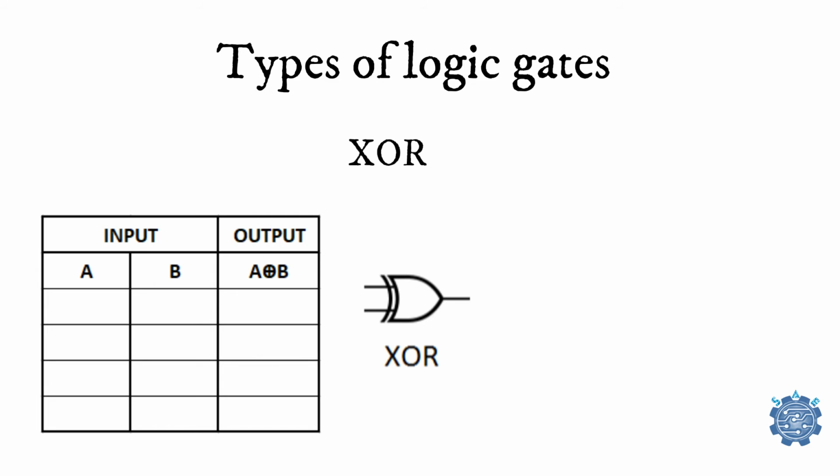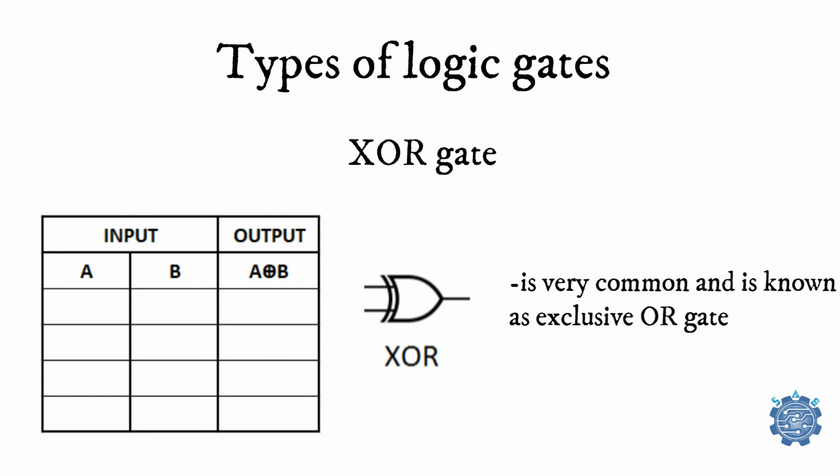XOR gate is a logic gate which is very common and is known as exclusive OR gate. When we have all the inputs with the same value, high or low, then the output will be low, and when the inputs have different values, then the output will be high.